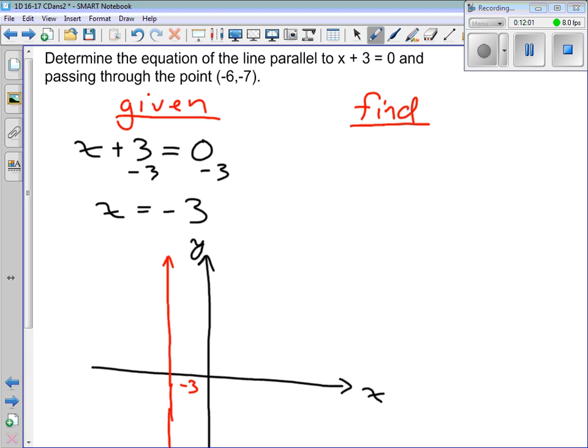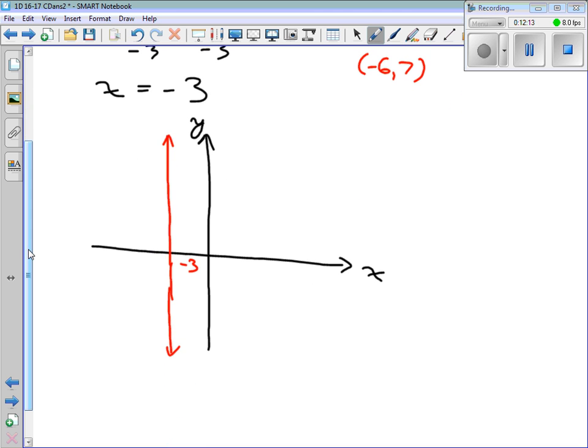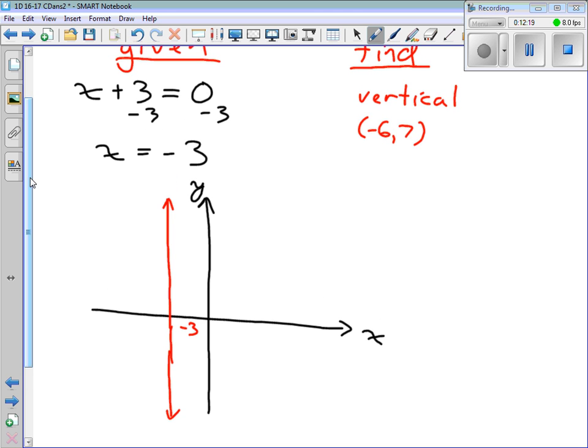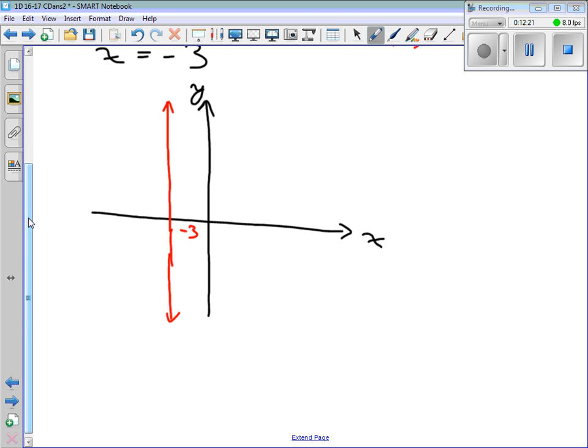It's got to be vertical. We know that it passes through the point negative 6, negative 7. So let's add that point to our little diagram here. Let's see, that's negative 3. Negative 6 would be right there. And, oh, sorry, it's negative 7. So negative 6, negative 7 would be right here.